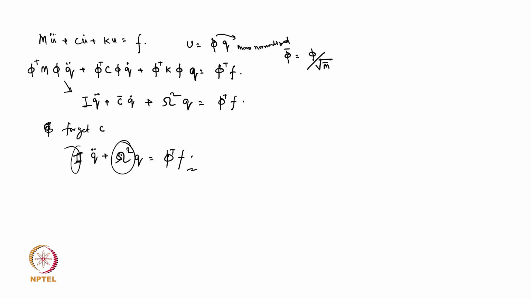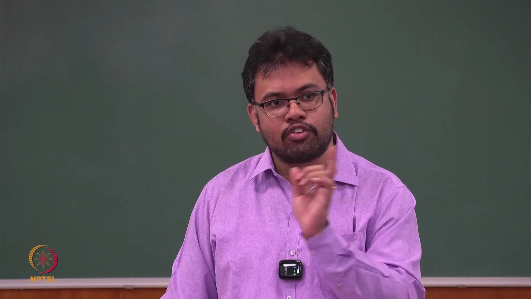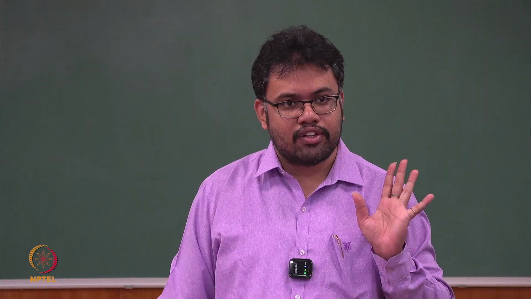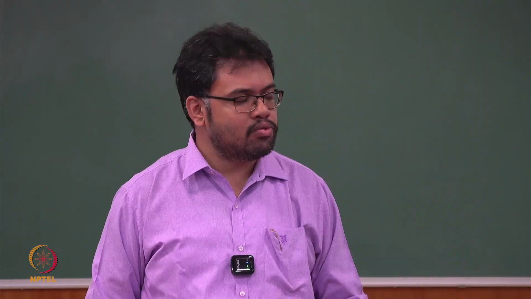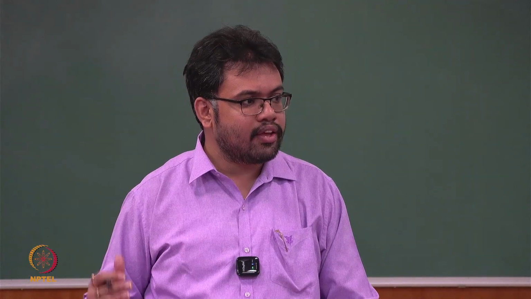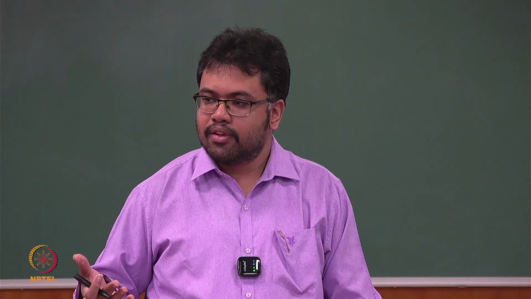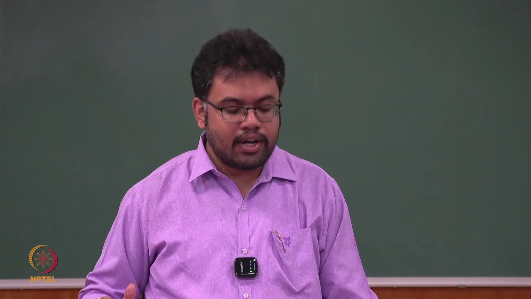Phi transpose F is a vector. It's not a matrix. It's a vector. Phi transpose F completely, because this is n cross n into n cross 1. So finally it will remain n cross 1. So it's a vector. So my system is now a diagonal system.